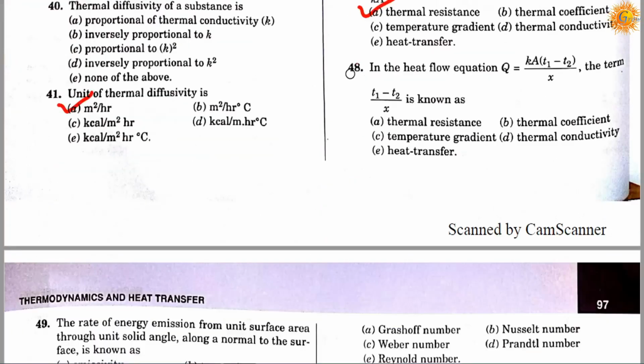Question number 48. In the heat flow equation, capital Q is equal to KA (T1 minus T2) divided by X. The term (T1 minus T2) divided by X is known as option A, thermal resistance. Option B is thermal coefficient. Option C is temperature gradient. Option D is thermal conductivity. And option E is heat transfer. So correct answer is C. It's called temperature gradient.